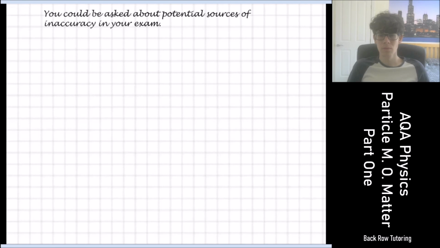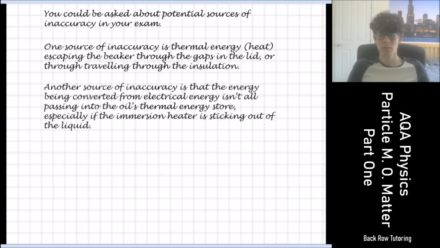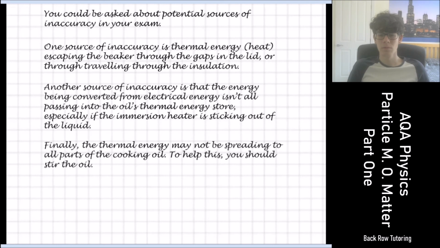Now, in the exam, you could be asked about potential sources of inaccuracy. One source of inaccuracy is thermal energy or heat escaping the beaker through the gaps in the lid or through travelling through the insulation. Another source of inaccuracy is that the energy being converted from electrical energy isn't all passing into the oil's thermal energy store, especially if the immersion heater is sticking out of the liquid. And finally, the thermal energy may not be spread into all parts of the cooking oil. To help this, you should stir the oil.